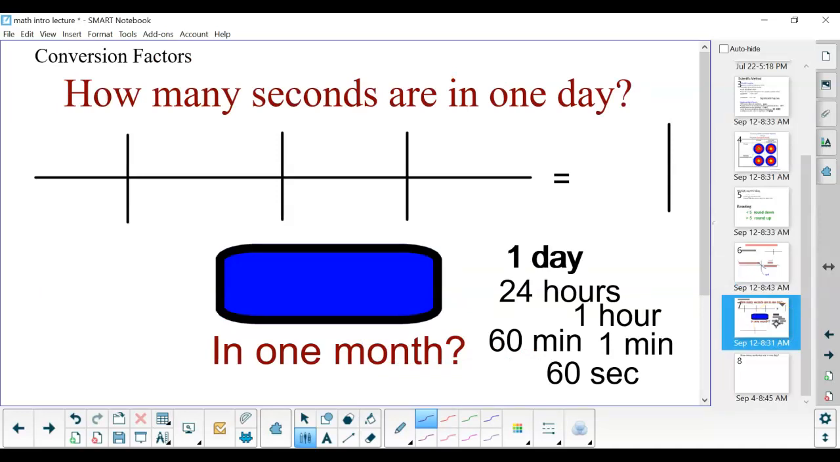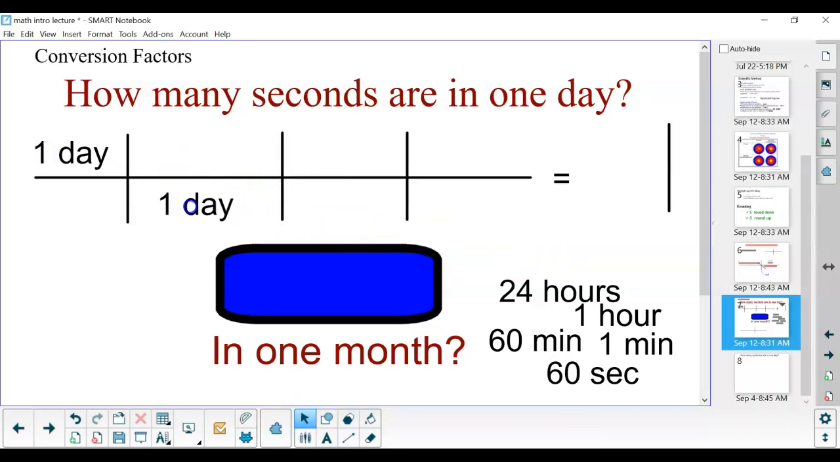Let's take a look at doing this here. How many seconds are in one day? Well, what's the value that we're given? We're given 1 day. We know we want to cancel out days. What's the next time unit smaller than a day? Well, it's an hour. How many hours are there in 1 day? Well, there are 24 hours in 1 day.